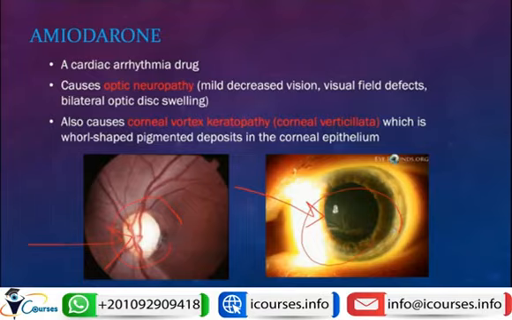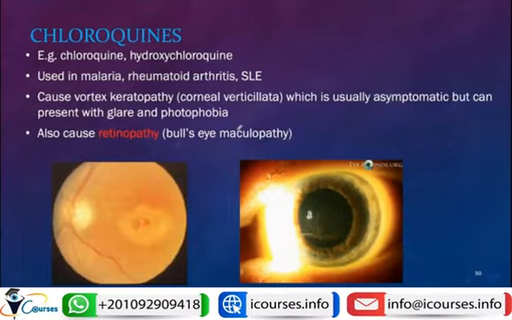The same thing as with amiodarone occurs with chloroquine. Chloroquine is a group of drugs called antimalarial drugs, used for malaria, rheumatoid arthritis, and systemic lupus, comprising chloroquine and hydroxychloroquine, which also cause a corneal lesion and a fundus lesion. The fundus lesion here is called bullseye maculopathy, while the corneal lesion is called cornea verticillata or vortex keratopathy.